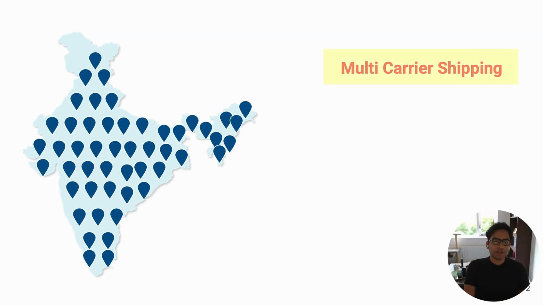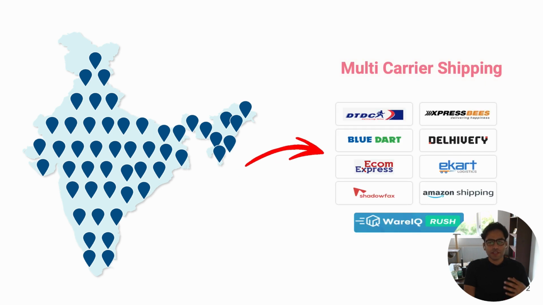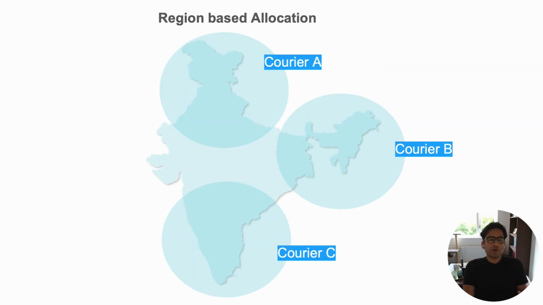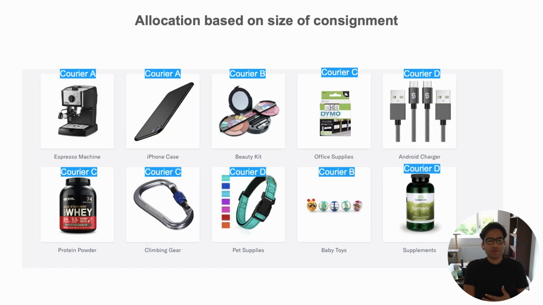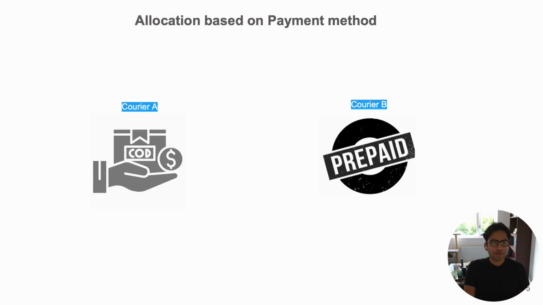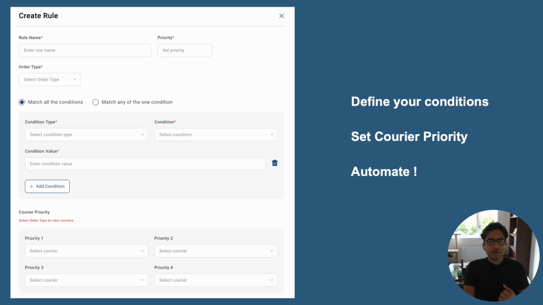There are many national and regional courier companies, each with their own areas of expertise and service levels that vary on several factors. You may want to assign a courier partner based on a specific region, or you may want to assign a courier partner based on the size of consignment or fragility of the product itself. Or you may want to simply allocate it based on the payment method, cash on delivery or prepaid.